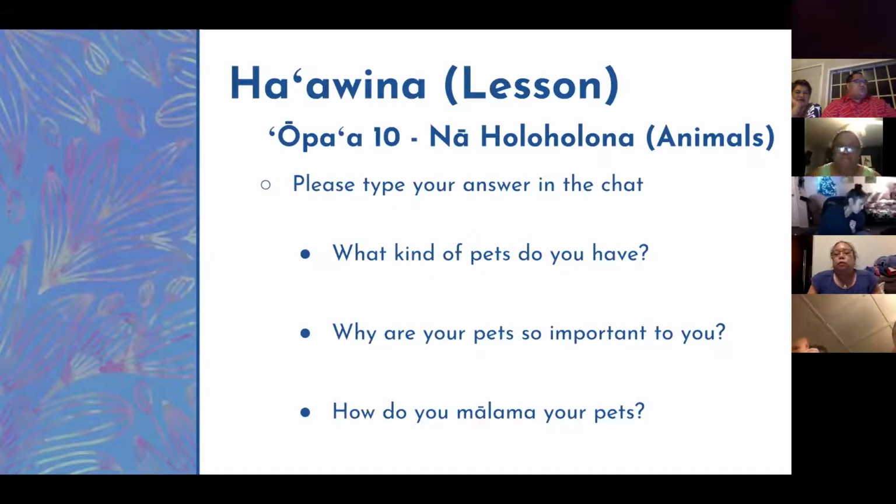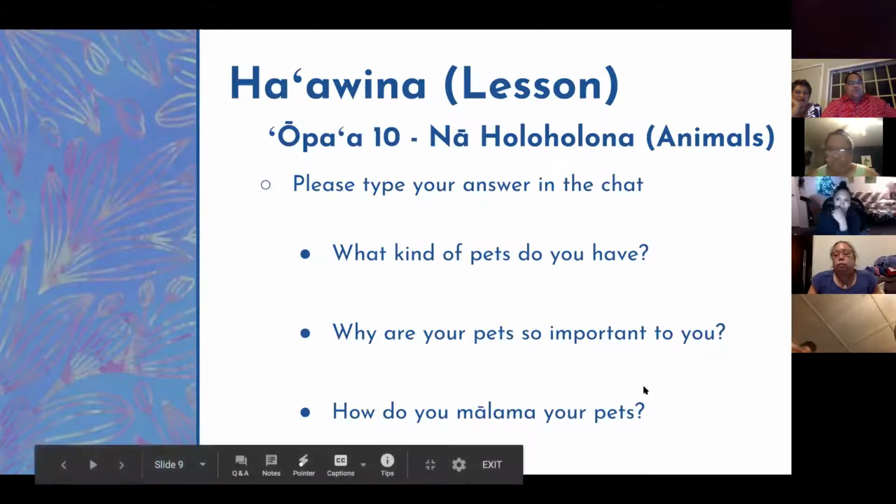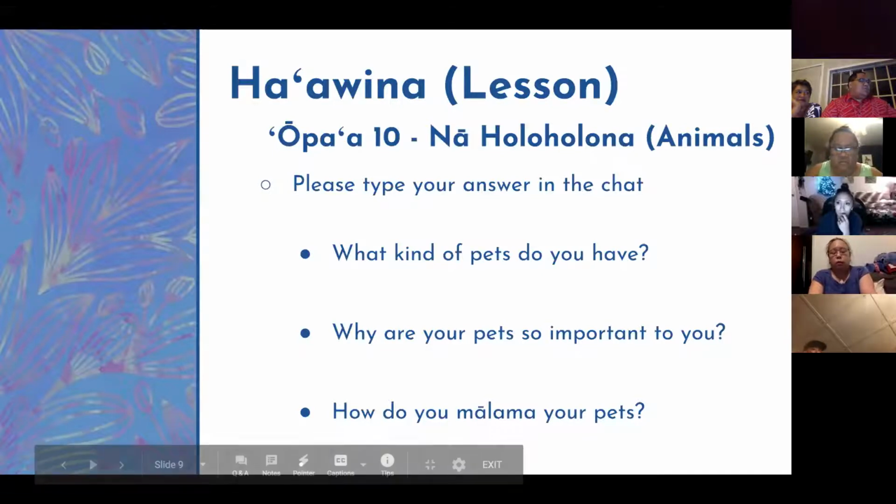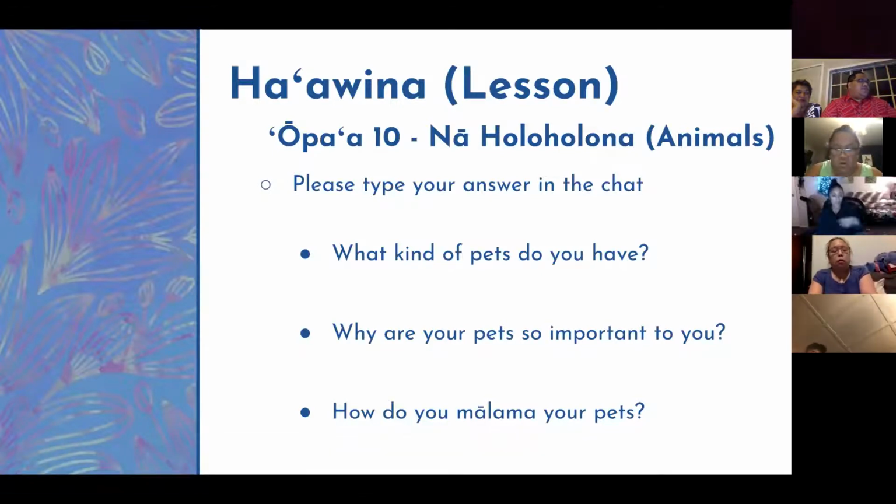Okay, so just quickly, if you can answer these three questions: what kind of pets do you have? Why are pets so important to you? And how do you mālama your pets? It doesn't have to be long, can be pretty short. Okay, so Atihia has a pōpoki. One pōpoki, yeah. For us, we have two dogs, one at my papa's house where I'm at, and one at my mom's house. This dog is called Emma, and on that side it's called Irikea.